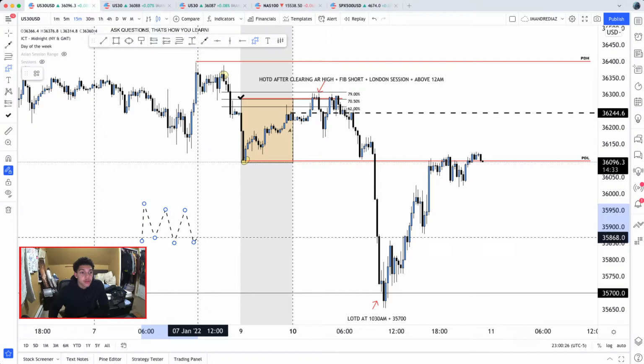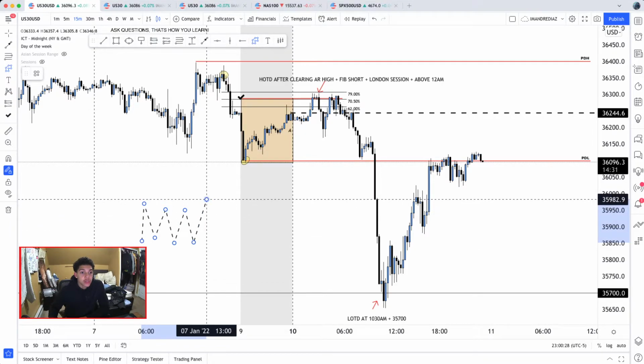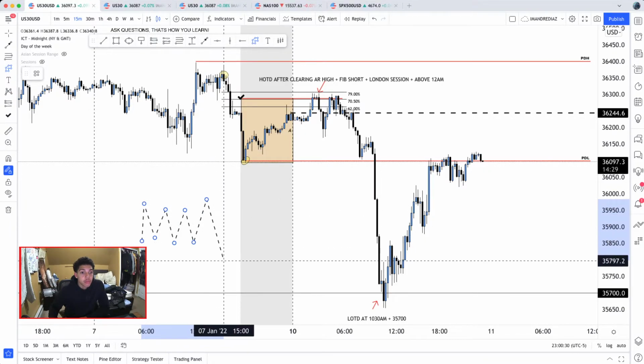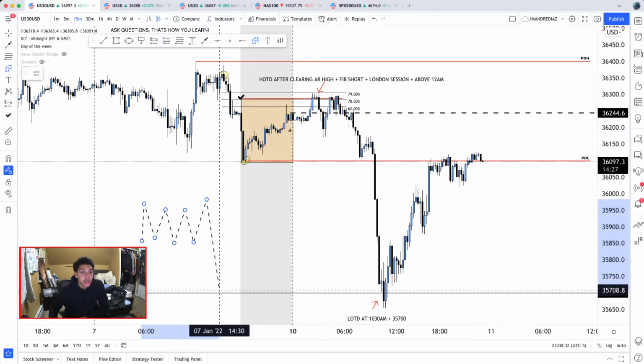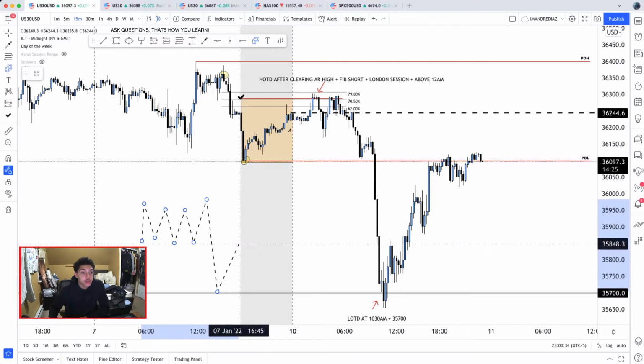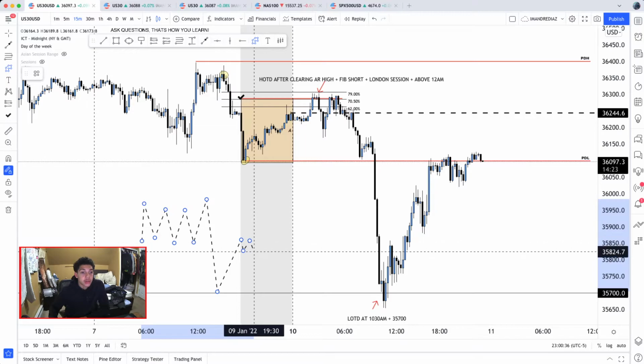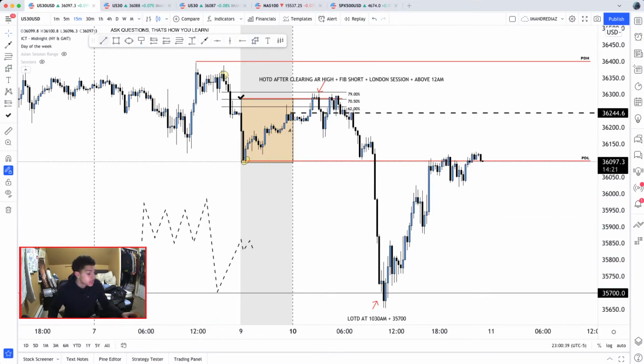And then after that, price traded above the Asian session range, clearing the high. And then from there, price had the big expansion to the downside. And then we had that retracement, and now price is slowly consolidating. So this is overall what happened. This is a basic schematic.